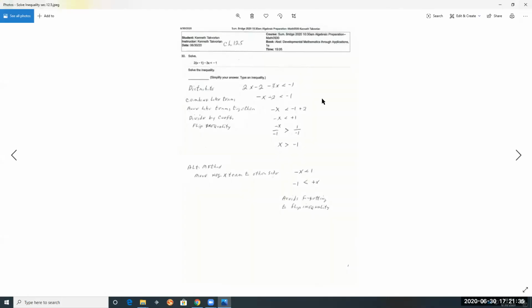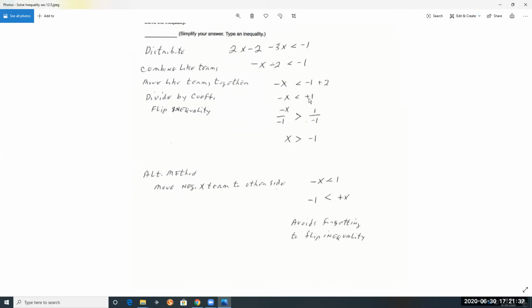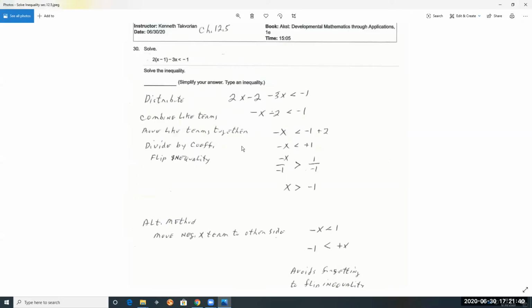Let's look at another problem. This one maybe is a little bit more challenging. Not much. We need to distribute first. So it's 2x minus 2 minus 3x is less than minus 1. We need to combine like terms. So we have minus x minus 2 is less than minus 1.